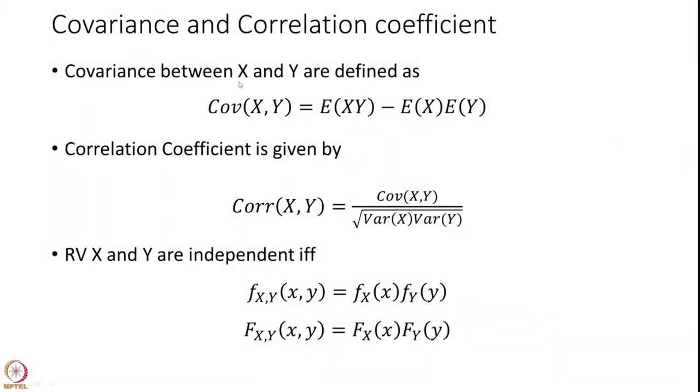These are going to be the actual random variable functions. So, the covariance between x and y is defined as Cov(x, y) equal to the expected value of xy minus the expected value of x multiplied by the expected value of y. And the correlation coefficient is defined as the covariance of x, y divided by the square root of the variance of x multiplied by the variance of y.